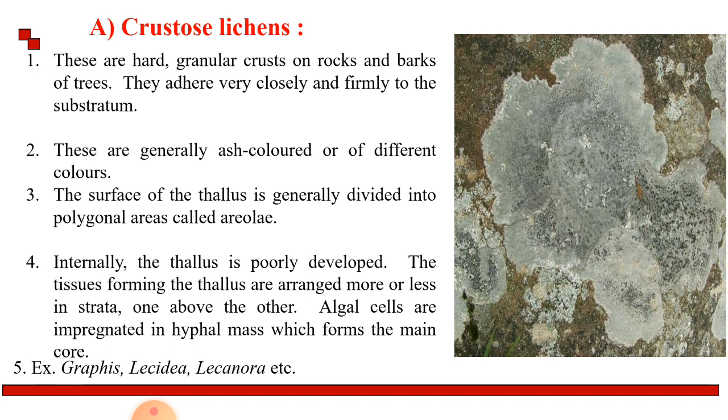Crust means here the lichen is highly attached or sunken in the substratum, and they grow on bark of trees or on rocks. The adhesion of the lichen with the substratum is very close and firm, so it is known as crustose lichen. These are generally ash colored or of different colors. On the surface of the thallus, some spots are seen. These are known as apothecia, in which spores are present. Example is Graphis.